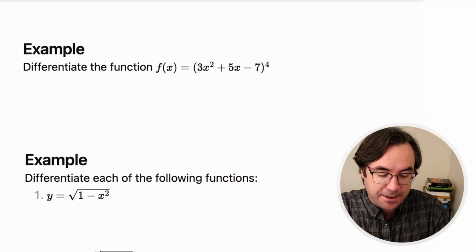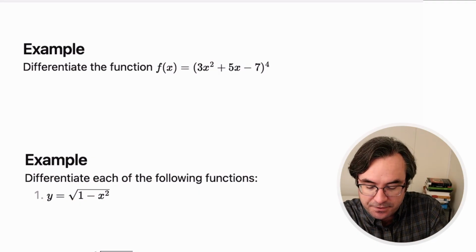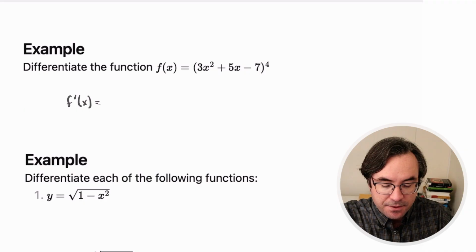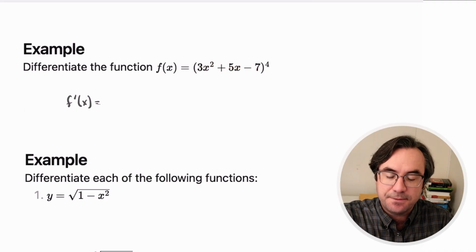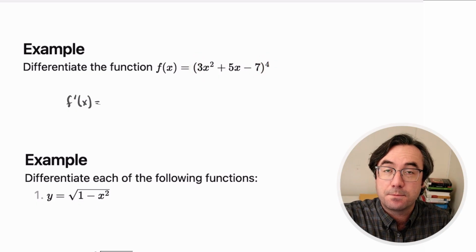So the first one we'll look at, the function is f of x. That means when we calculate the derivative, we'll call the derivative f prime of x. And like we said, there's a whole bunch of x terms inside, and then we have everything getting raised to the power 4.